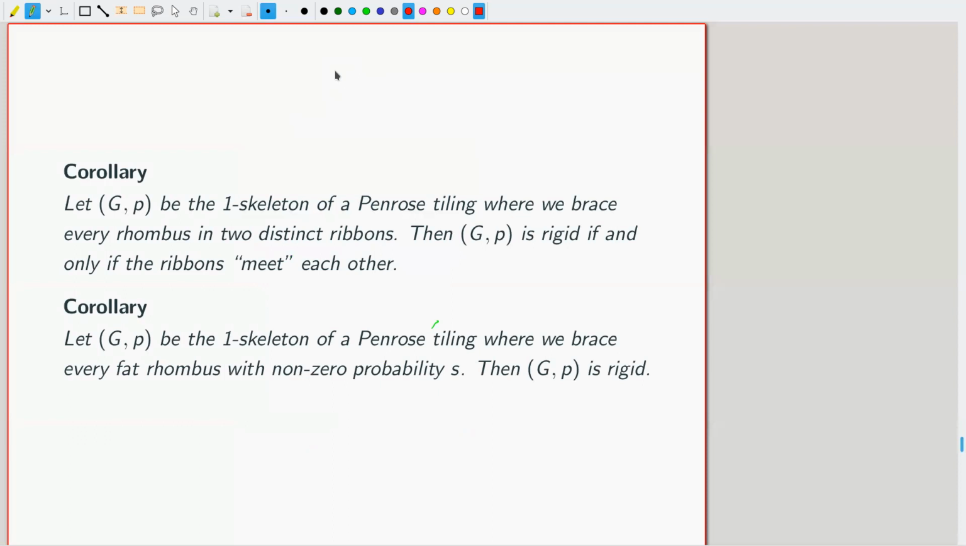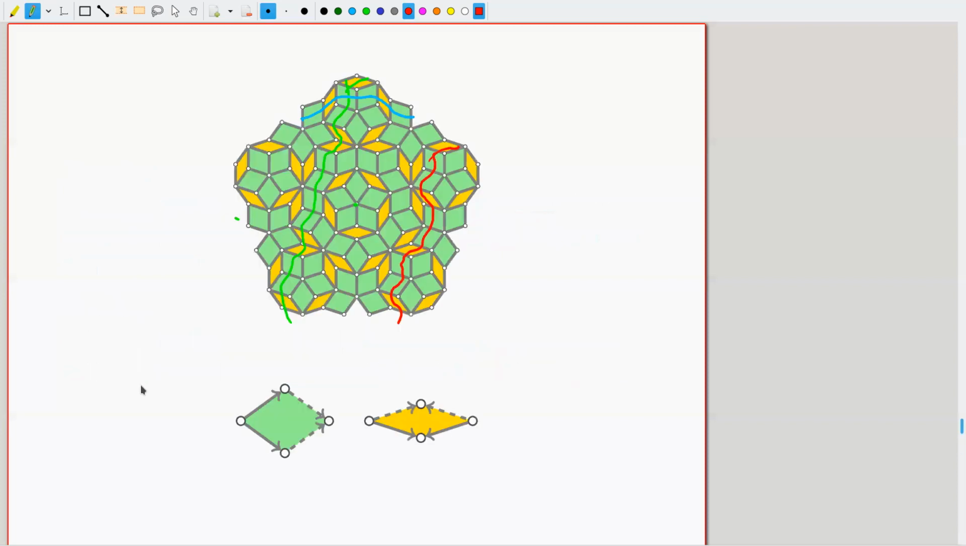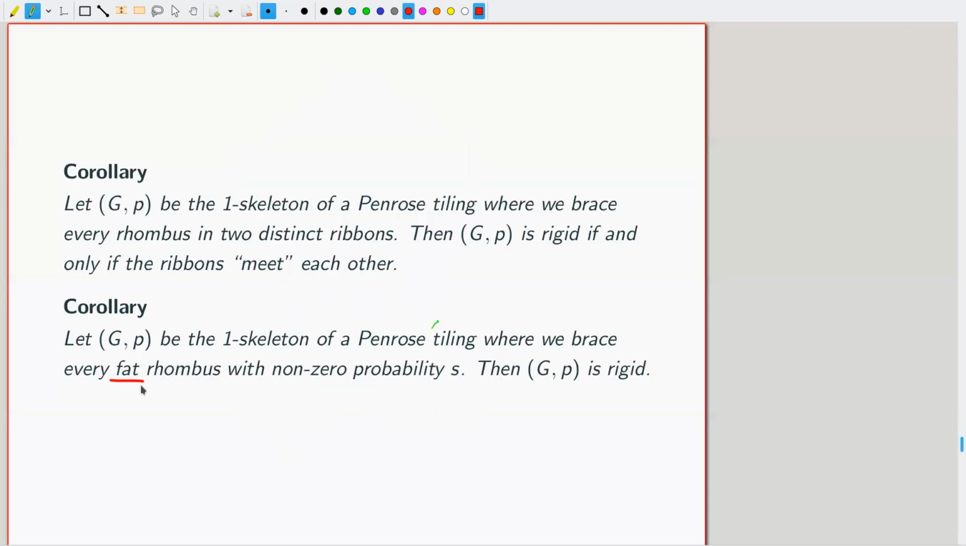Another corollary we can get from our theorem is that we can choose one of the two types of the rhombi I have. So let's say I choose the flat rhombi, so the green ones. And now I brace each of them with some non-zero probability S. And once the probability is non-zero, then the framework is rigid. So I can brace just few of them in some sense, and still I get a rigid framework.